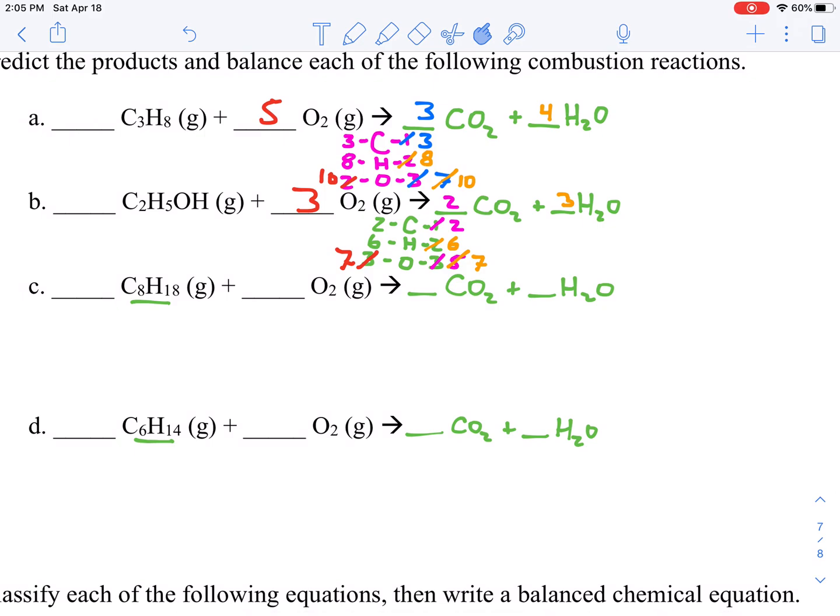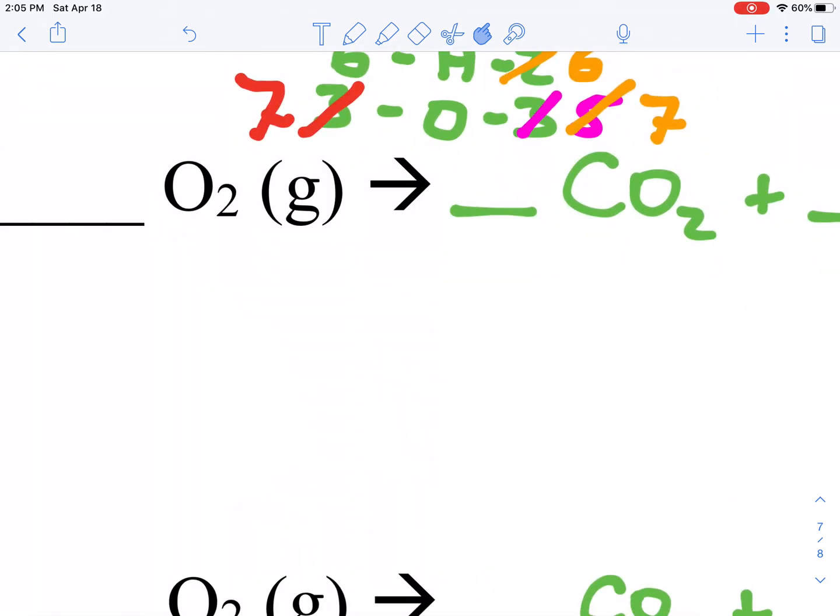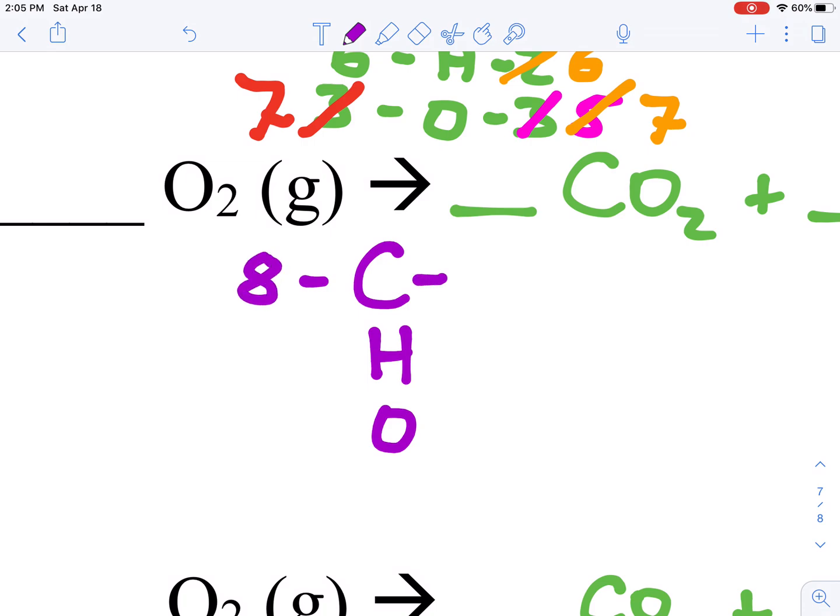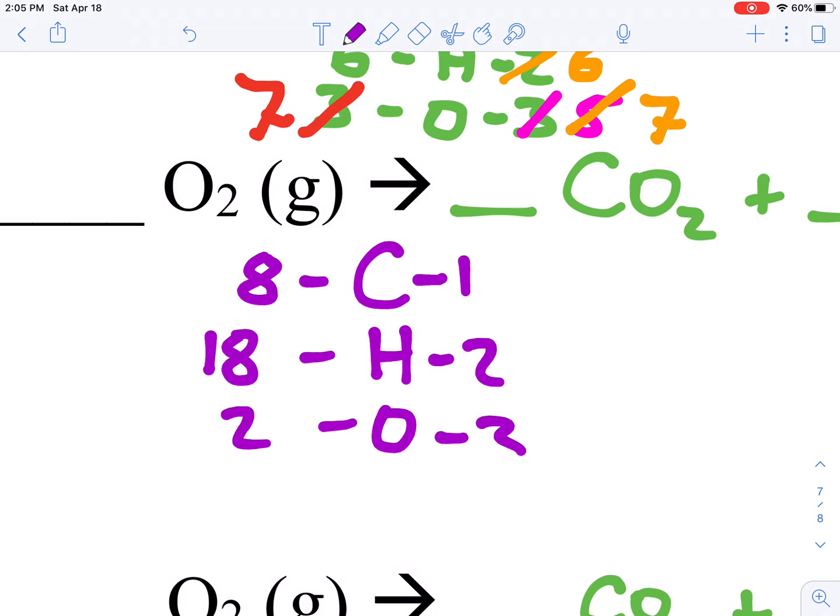All right, let's try letter C. C8H18. So we have, again, carbon, hydrogen, and oxygen. We have 8 carbons on the left, 1 on the right. We have 18 hydrogens on the left, 2 on the right. We have 2 oxygens on the left. We have 3 on the right.